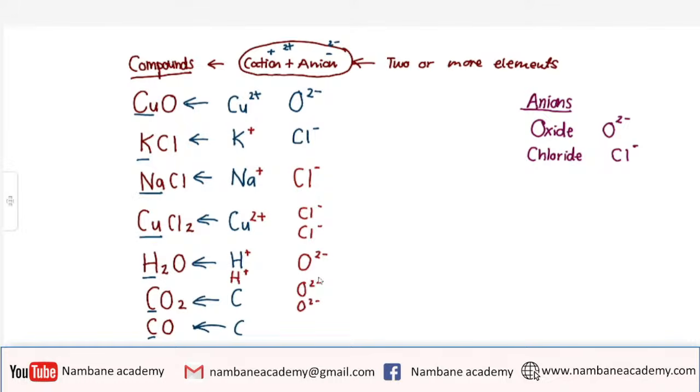So here the total is -4. So this copper will be +4. You see? Then carbon monoxide, sorry, I said copper, carbon. Then this carbon monoxide, oxide is -2, right? So then it means that this carbon will be +2.